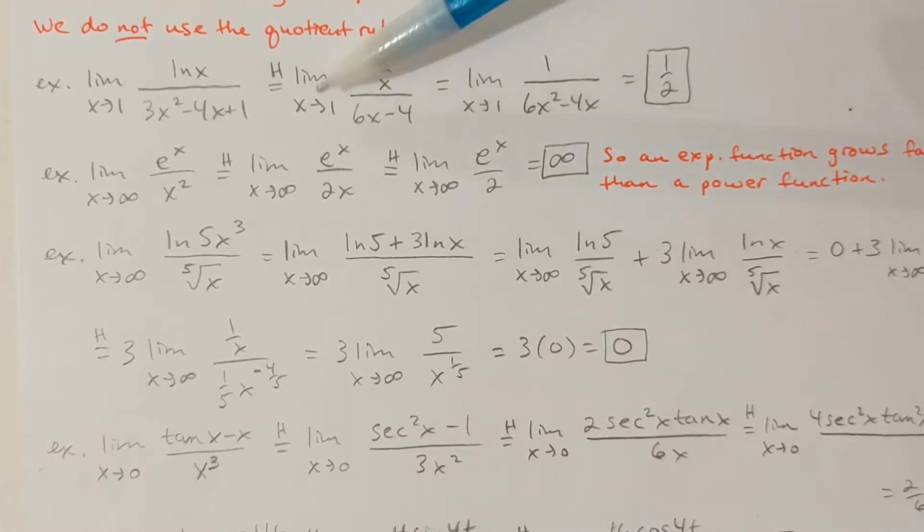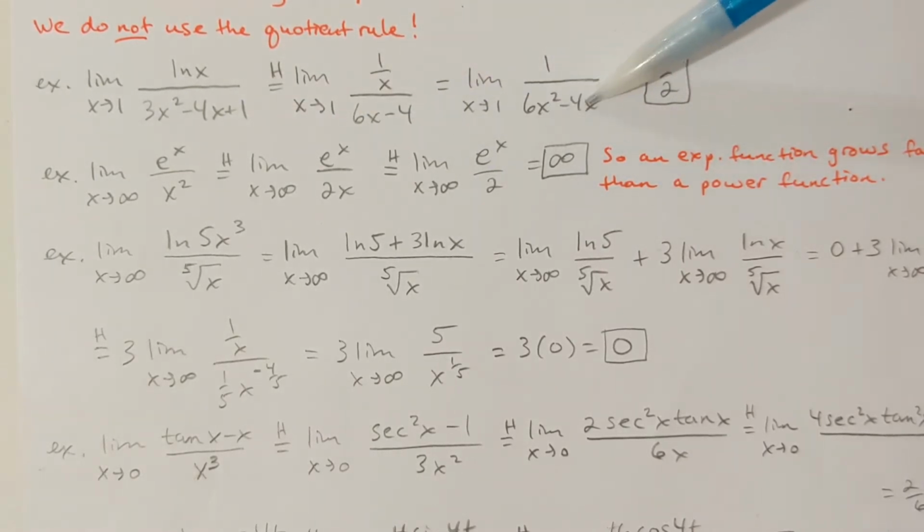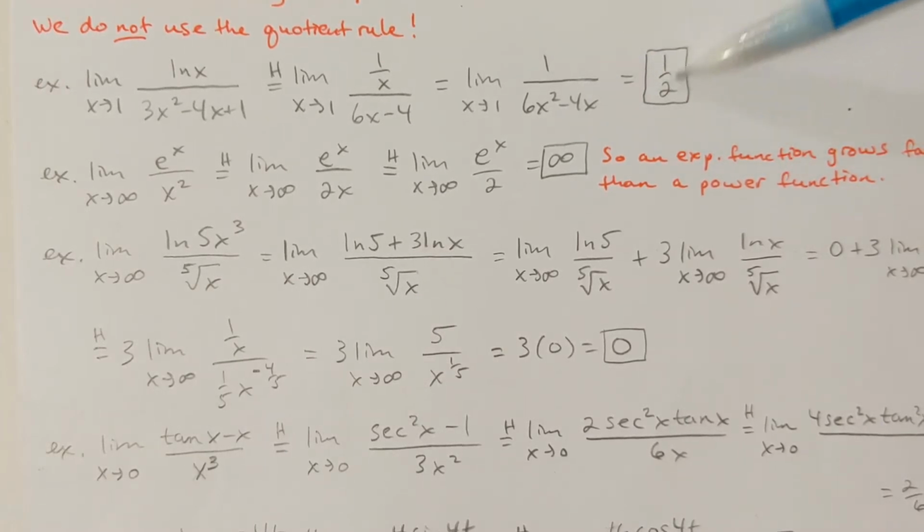I'm going to have the limit as x approaches 1 of the derivative of the top divided by the derivative of the bottom. The derivative up top would be 1 over x. The derivative of the bottom would be 6x minus 4. And if you flip the denominator and then distribute the x, now plugging 1 into the function is no longer a problem, right? You're going to have 1/2 as the answer. And of course, the goal with limits is to make it so that you can have a direct substitution there.